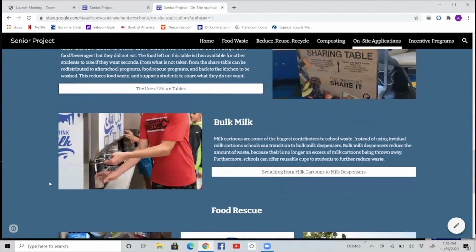Third is bulk milk. So this idea would offer milk through dispensers as opposed to milk cartons, because milk cartons are some of the biggest contributors to school waste. So this would help to reduce that.